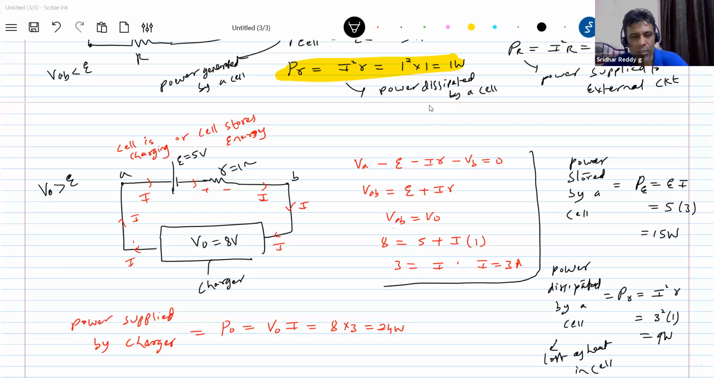Once it is charged, you have to remove it. If you don't remove it, what happens? Definitely the terminals here will get damaged. The material itself will get damaged here. Therefore, once it is at 90%, you have to remove it.